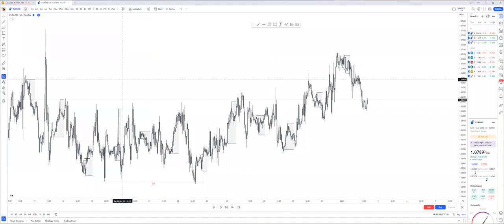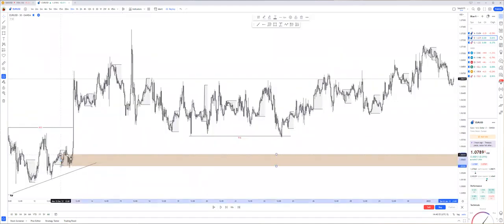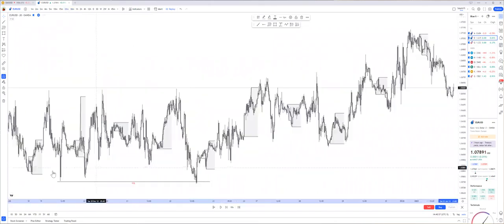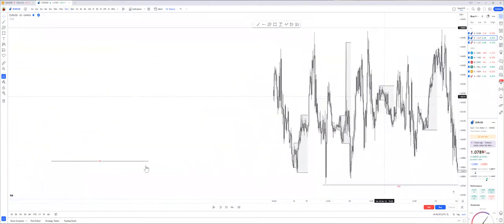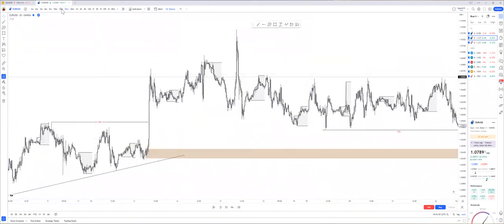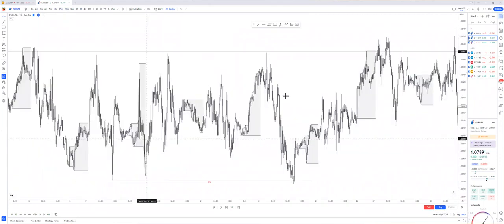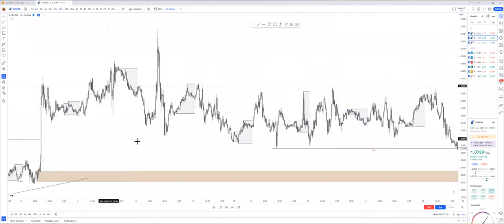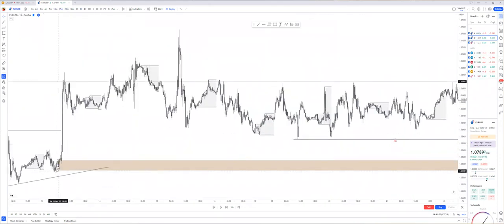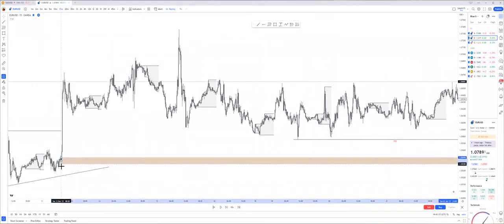So that's a 30-minute. I see something here, but it looks like it's been mitigated already. So 15 minutes. All right, cool. So now I can see there's a demand zone here. We have a bearish candle with a bullish engulfing. Okay.